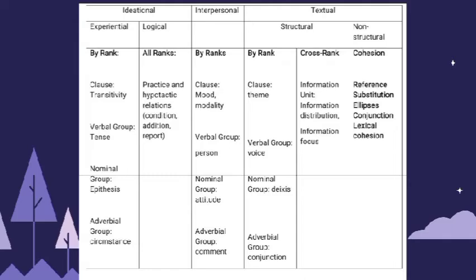In textual, there are three. By rank, there are two. Structural, which is divided into two, by rank and cross rank, and non-structural. By rank, structural by rank is clause, theme; cross rank is information unit; and cohesion is reference, substitution.